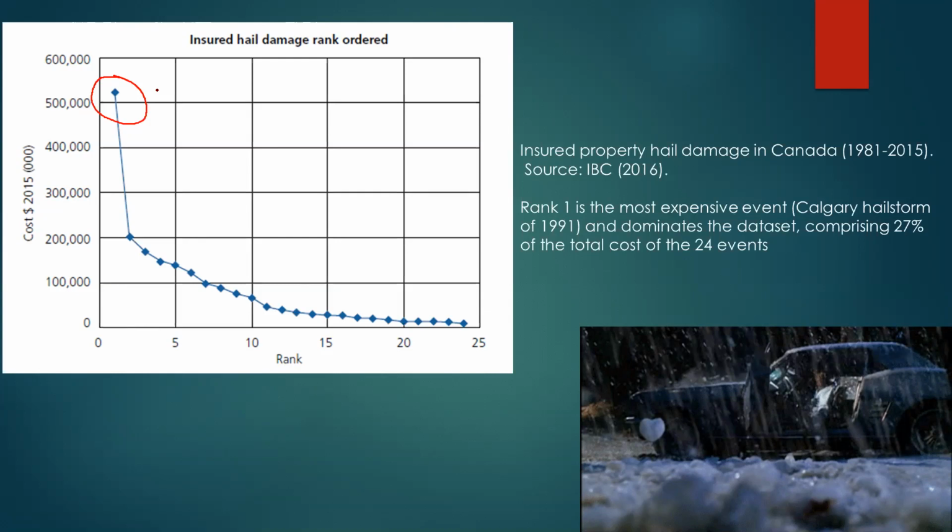And because of that, any risk analysis done of not just hail, but any disaster data set, it's important to take account of these worst case scenarios. Even though they don't happen very often, they are so impactful relative to the rest of the events that it's really important to take them into account.